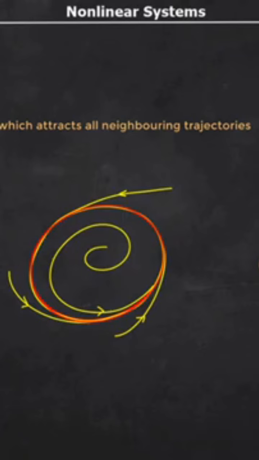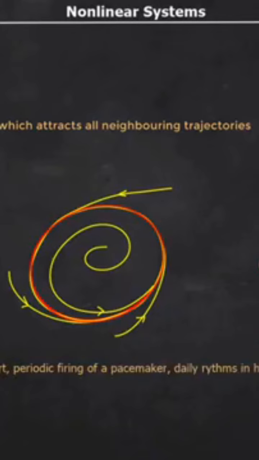Stable limit cycles are very important scientifically because a system with a stable limit cycle can exhibit self-sustained oscillations. That is, self-sustained oscillations, meaning that these systems oscillate in the absence of external periodic forcing. Most of the biological processes of interest are of this kind, like beating of a heart, periodic firing of a pacemaker neuron, daily rhythms in the human body and hormone secretion, etc.